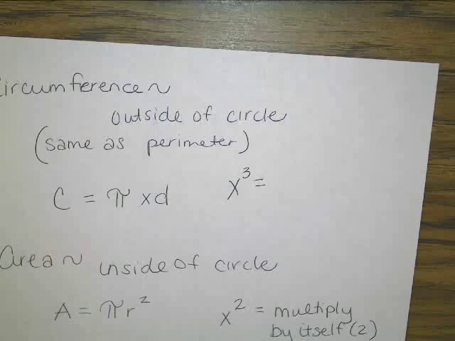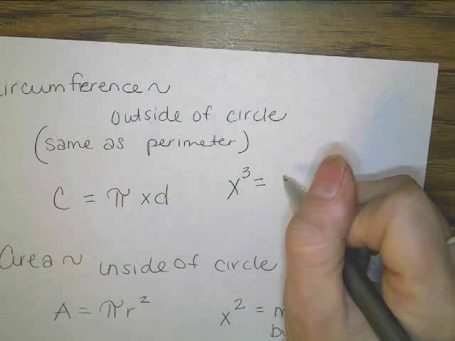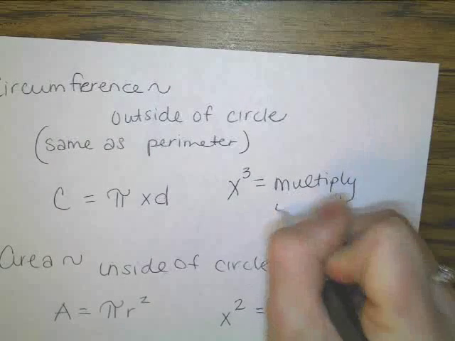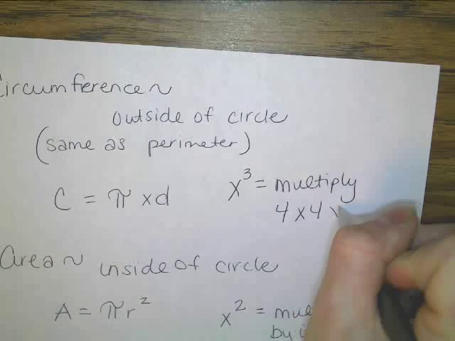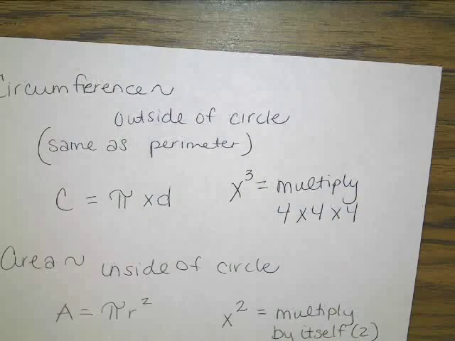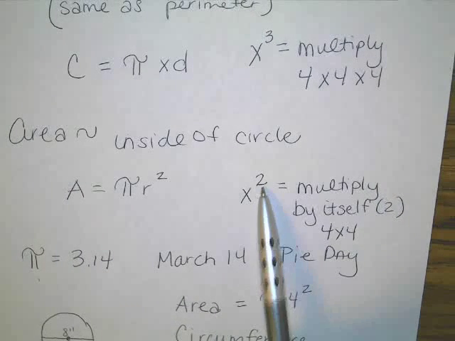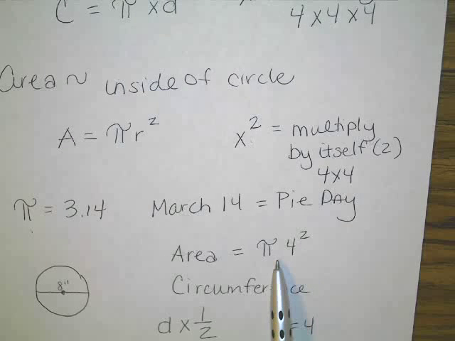Kathy, help. If it's cubed, we multiply it how many times? 3 times. So we would take 4 times 4 times 4. Okay? So when it asks you for squared, you're taking 4 times itself.